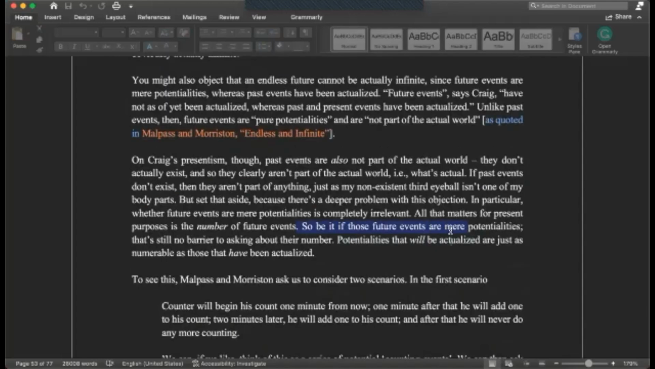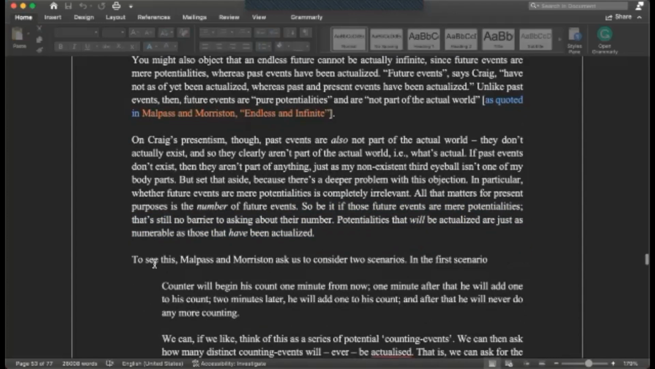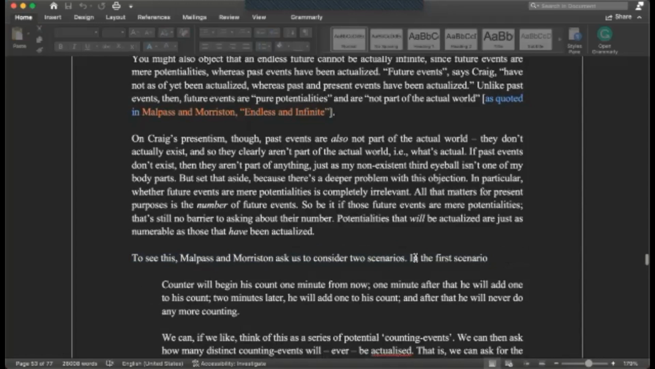So again, so be it if those future events are mere potentialities. That's no barrier at all to asking about their number. We can still number them. We can still count them. Potentialities that will be actualized are just as numerable as those that have been actualized. To see this, Malpass and Morrison ask us to consider two scenarios.